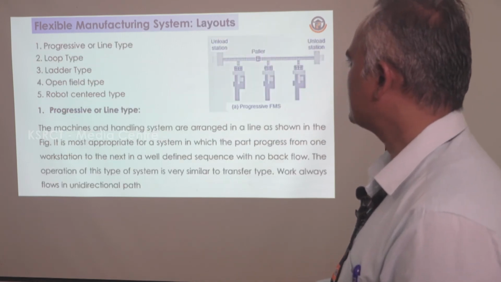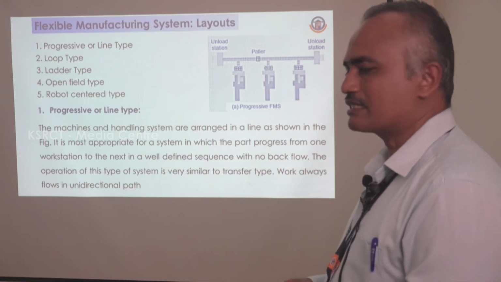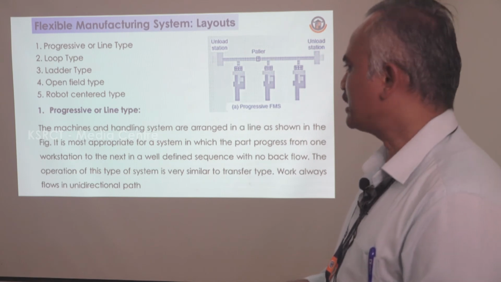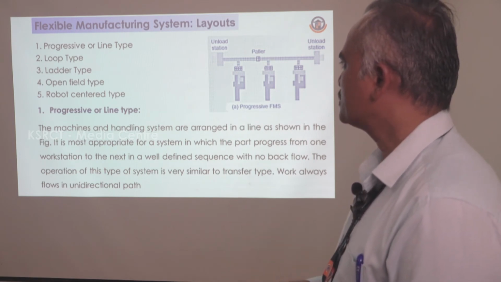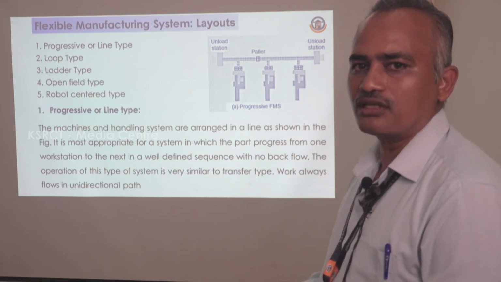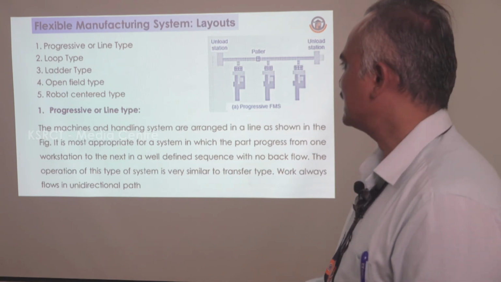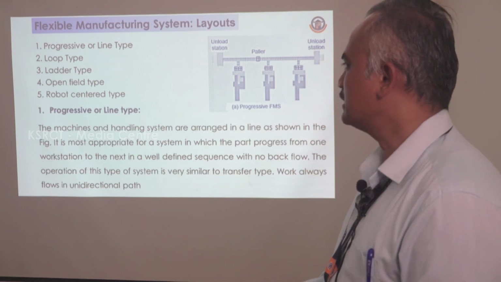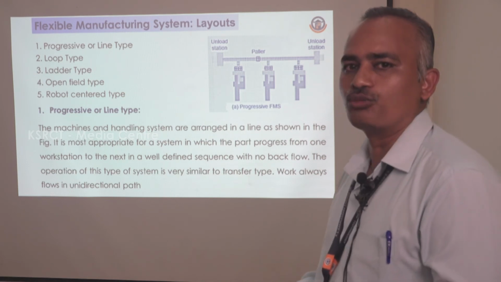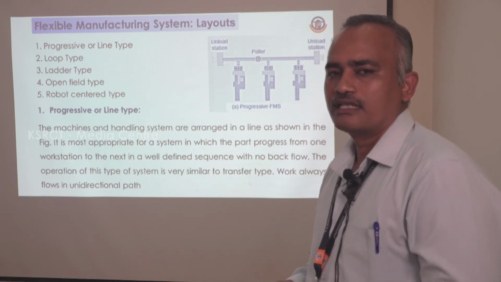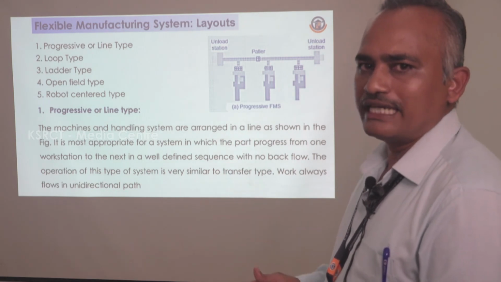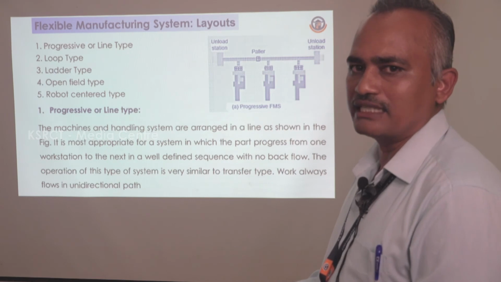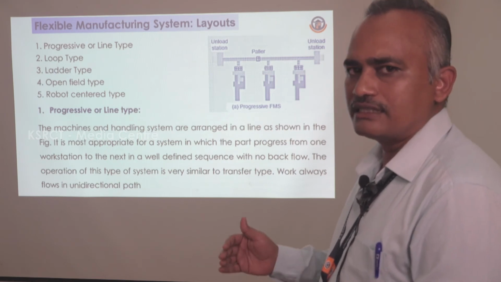And next one is layout of flexible manufacturing system. Here we have 5 different layouts. One is line layout or progressive layout, next one loop layout, third one ladder layout, then open field type and robot centered type. Here all the 5 layouts are specifically used for different applications. We will see one by one.